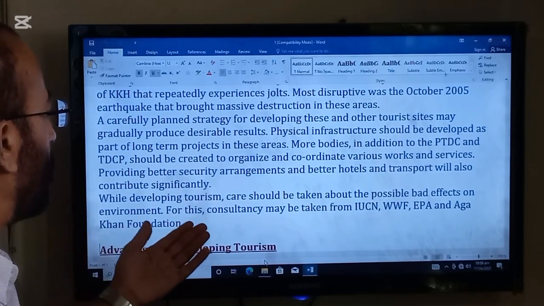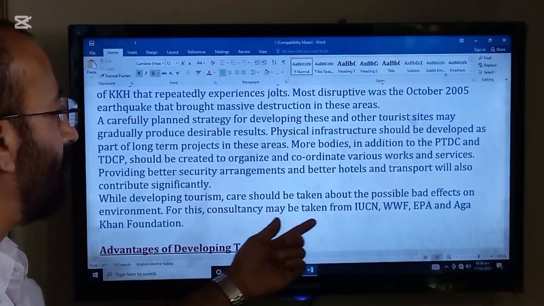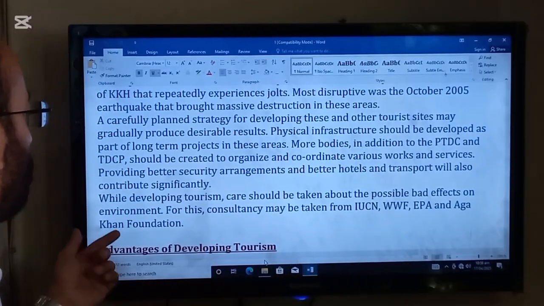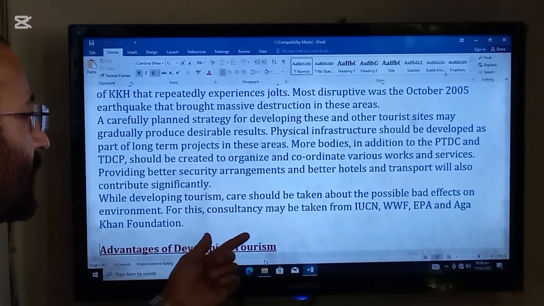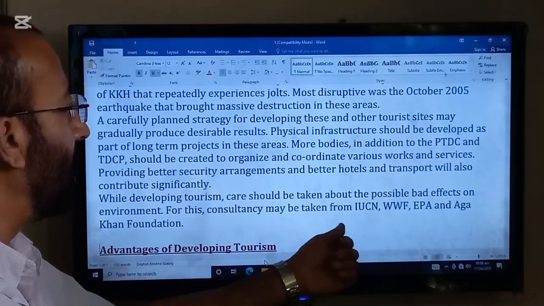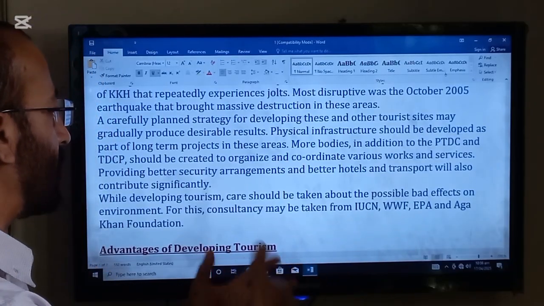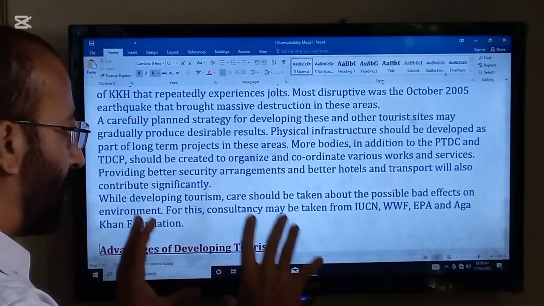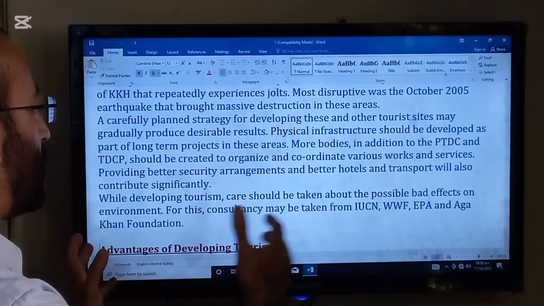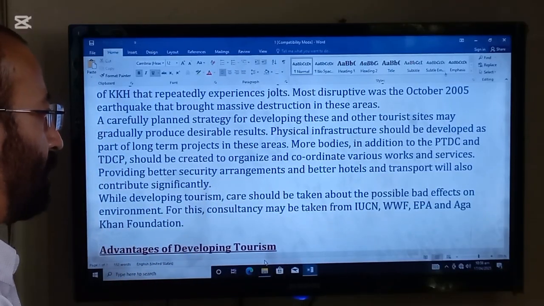While developing tourism, care should be taken about the possible bad effects on the environment. For this, consultancy may be taken from the IUCN, and these are the departments. So we may take consultancy regarding causing less damage to the natural environment.